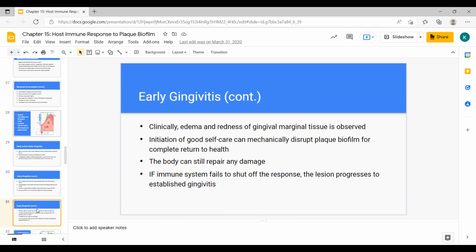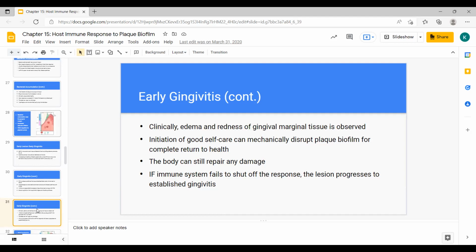Clinically, edema, which is fluid-filled tissue, and redness, which is erythema, of gingival margin tissue is observed. Initiation of good self-care can mechanically disrupt the plaque biofilm for a complete return to health. The body can still repair any damage. If the immune system fails to shut off the response, the lesion progresses to the established lesion. So again, gingivitis is completely reversible by good self-care and mechanical disruption of the plaque biofilm. Okay, the body can repair any damage that's done there.